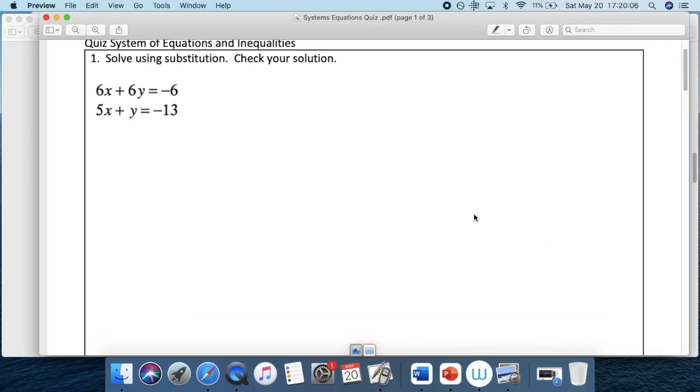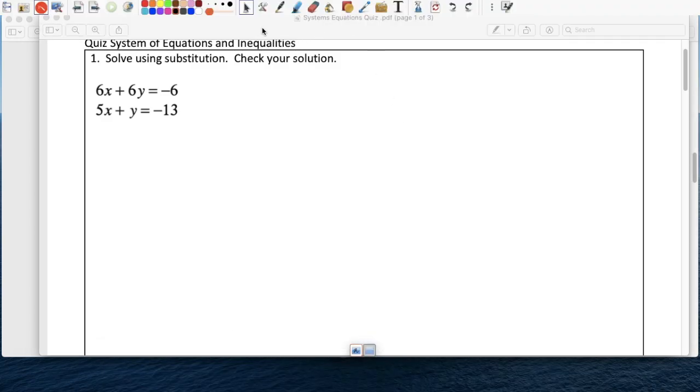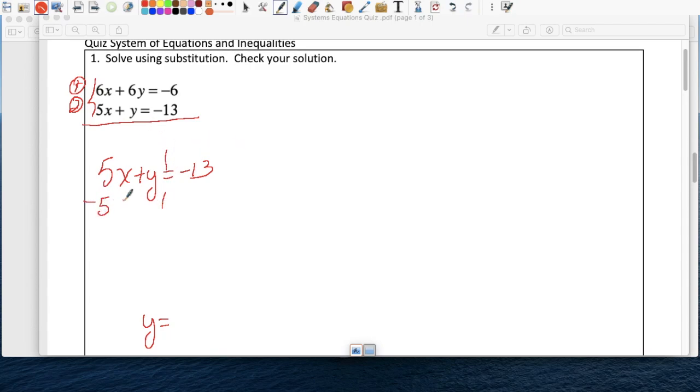All right, so this one says use substitution. When using substitution, you want to rewrite one of the equations, if it's not already given to you, in terms of y. I'm going to keep the first one, let me call this 1, and this 2, and change the second one. The second one says 5x plus y equals negative 13. So I'm going to change that so it's y equals something. To do that, I subtract 5x from both sides. That goes away, positive y comes down, and I write negative 5x minus 13.